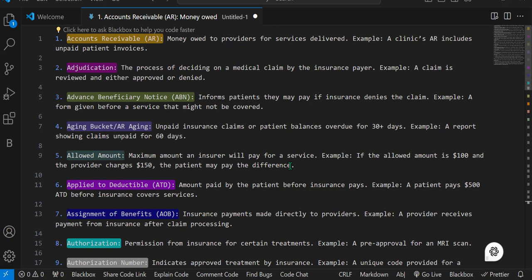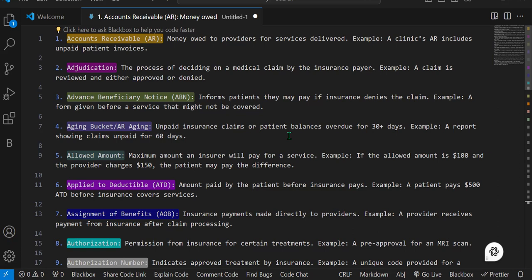Adjudication: the process of deciding on a medical claim by the insurance payer. A claim is reviewed, and either approved or denied. When the claim gets to the insurance company, the insurance company members will check the claim thoroughly, and they will approve the claim or they can deny the claim. That is called adjudication.